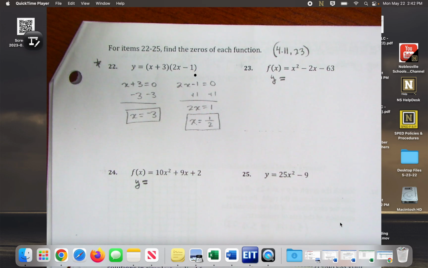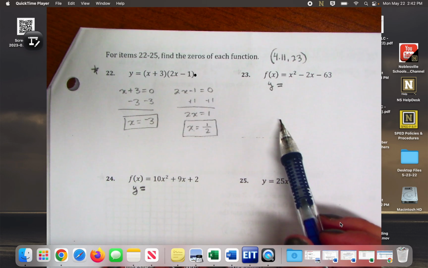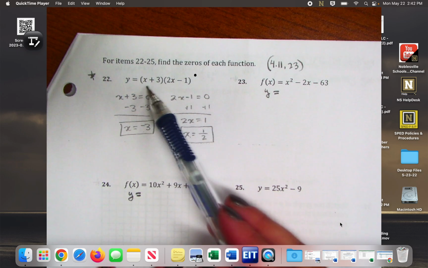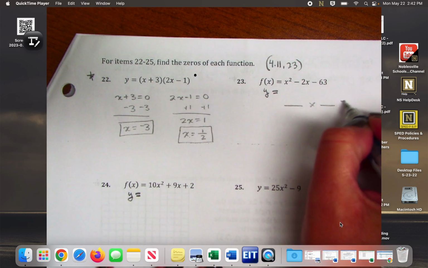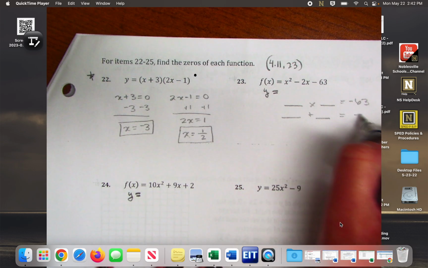Okay, number 23. We're going to do the same step here eventually, but first we have to find out the two quantities. So I'm going to have what times what equals negative 63, and what plus what equals negative 2.